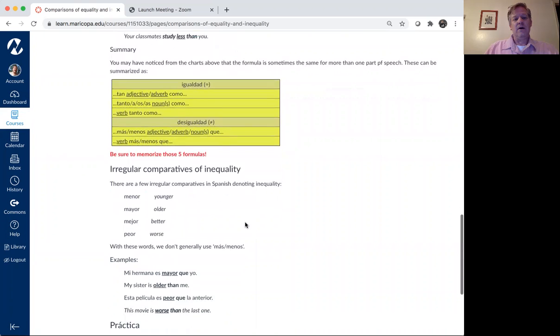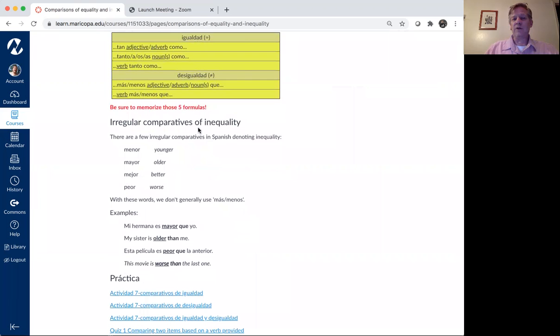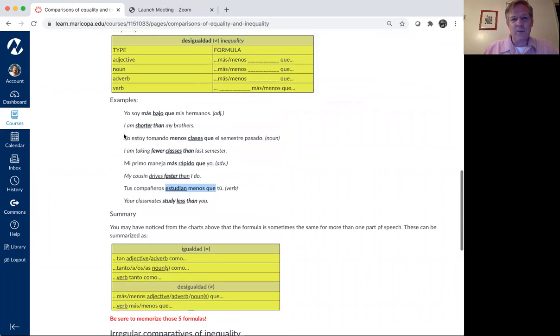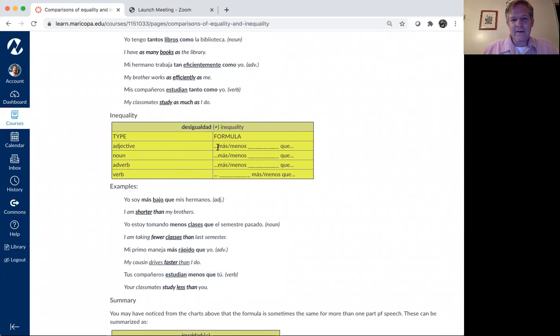Bien. There are some irregular comparatives of inequality, and these are very important in Spanish. Menor, mayor. So we can say, instead of saying, mi hermano es más joven que yo, I can just say, mi hermano es menor que yo. Menor que yo. So menor replaces más joven. It replaces this part of your structure. Más or menos. And the word.